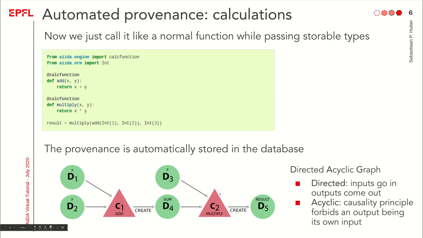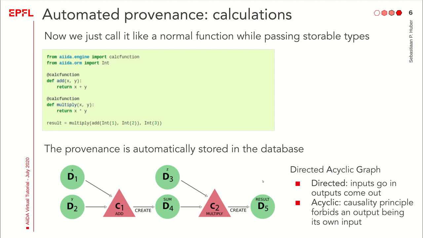What we have generated here is a directed acyclic graph. It's a graph because there are nodes and links connecting these nodes, and it's a directed graph because the inputs go in and the outputs go out. On top of that, it's acyclic because the causality principle tells us that it's impossible for an output to also have been an input at its own creation.